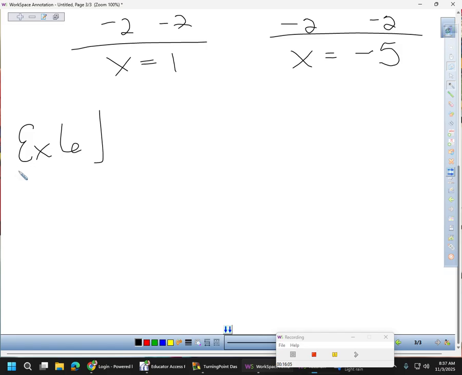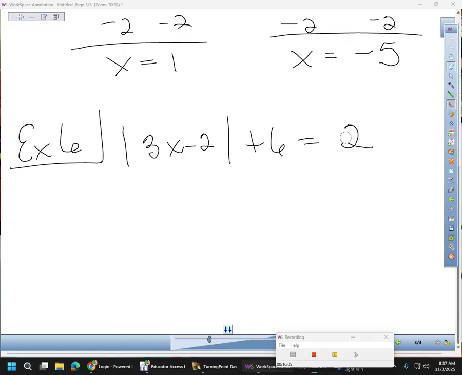Let's go with, oh, I want a good one. How about the absolute value of 3x minus 2 plus 6 is equal to 2. No, I take that back. Let's make it equal to 12. We'll add a 1 in front.